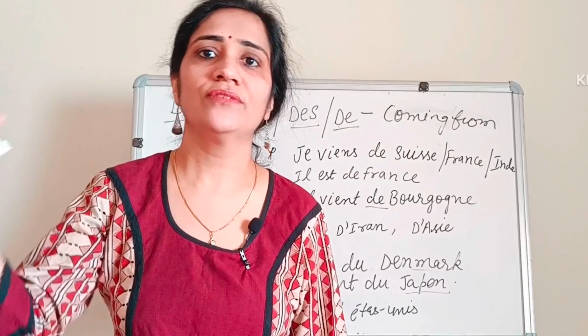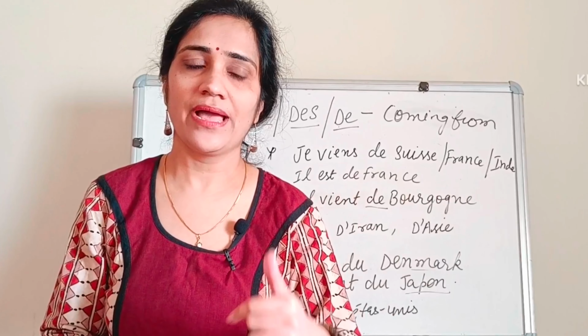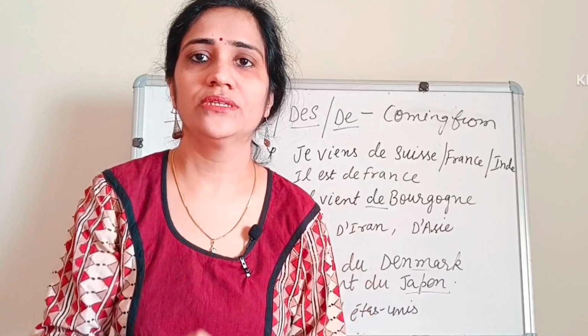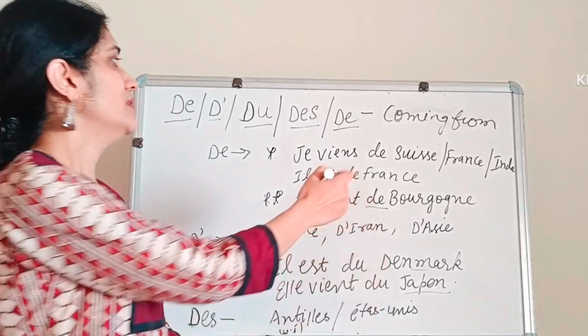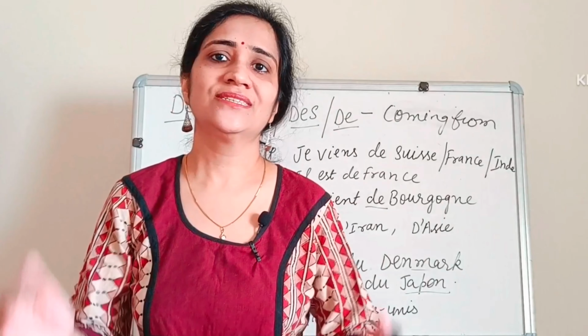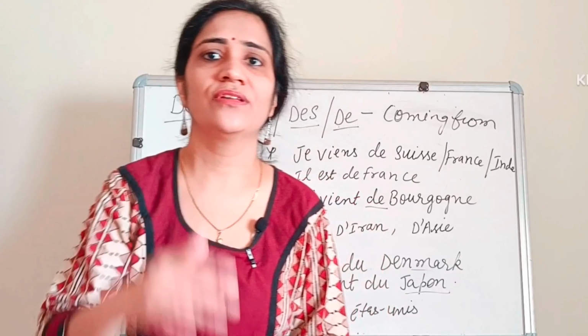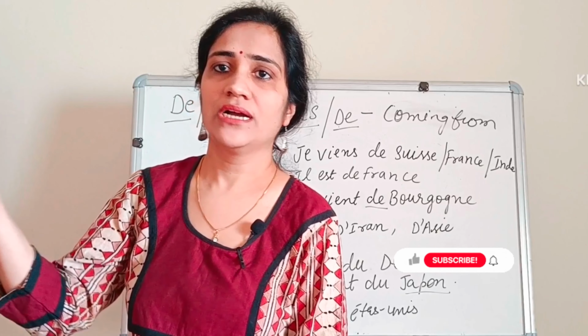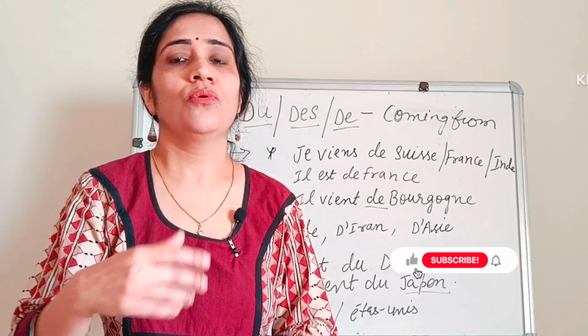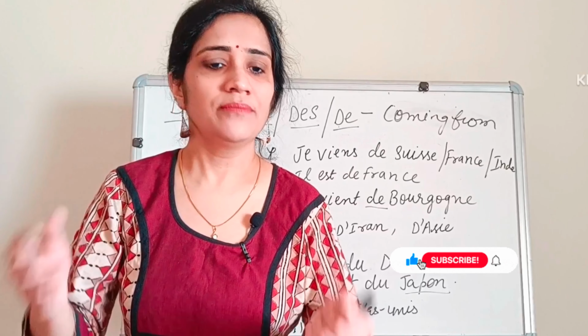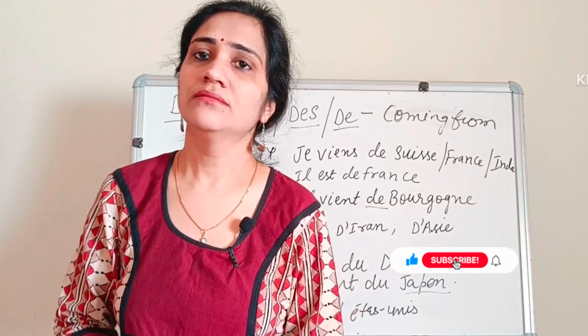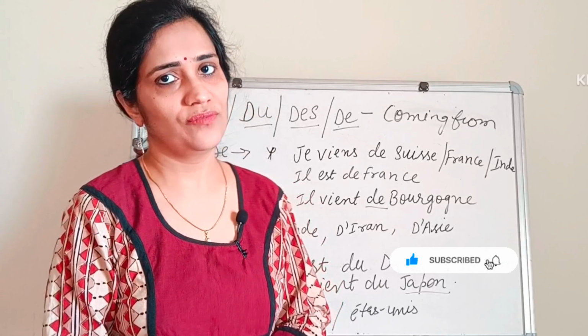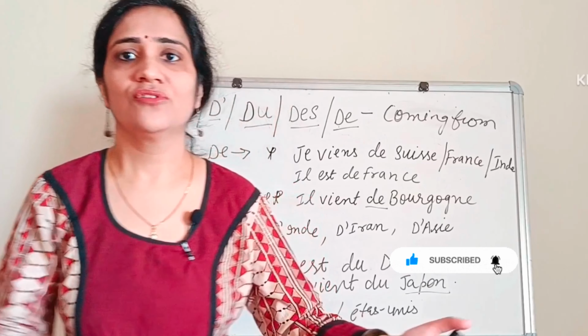So with the name of a city, referring to coming back or belonging to that particular city, you have to use DE. So this is the concept of these prepositions when referring to a particular city, place, country or province. How and when we can use them, in this video we have discussed in detail along with the examples.